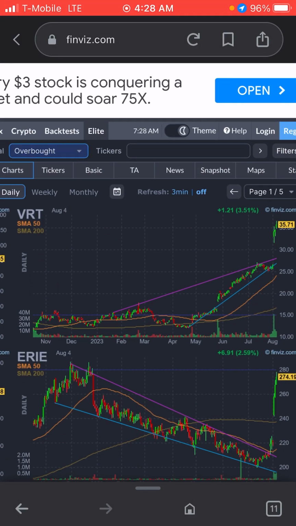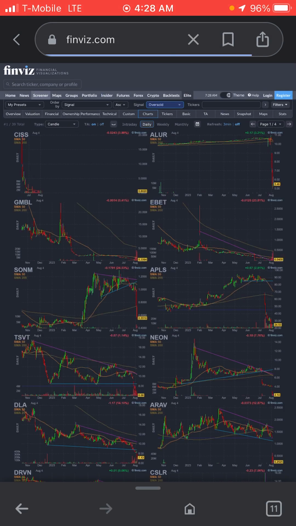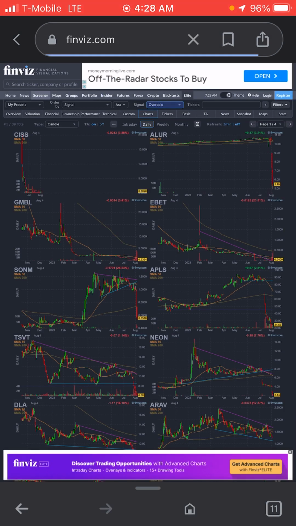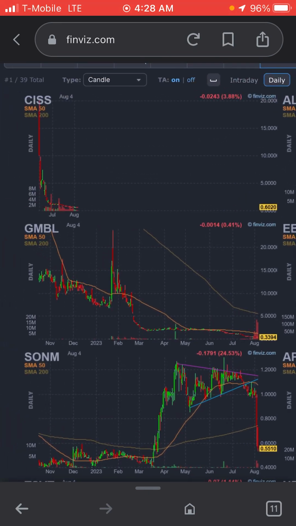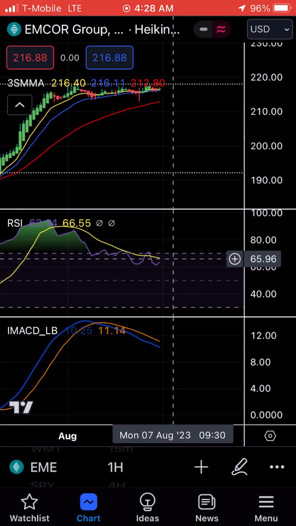Let's look at oversold. See what we got for oversold. Now, oversold is basically doing the opposite. It's gone down for some time, and it's due to come back up. So let's look at a couple of them here. Let's look at GMBL.